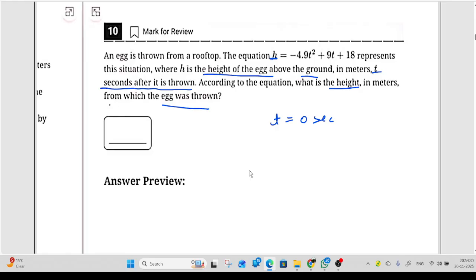So if I plug t equals 0 into this given equation, h is equal to minus 4.9 times 0 square plus 9 times 0 plus 18. So these two terms are going to become 0, because 0 times anything is 0. So the height is going to be 18 meters, right? So that's our answer.